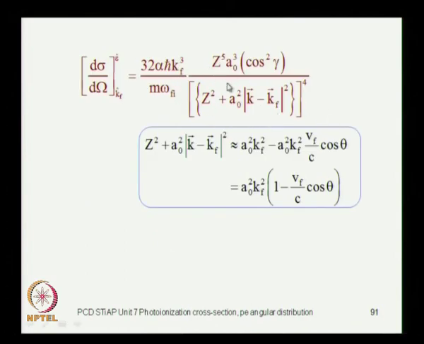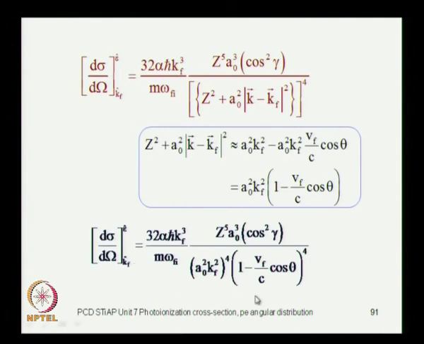So, using that you have this A0 square kf square, these are the remaining 2 terms which will go over here. You had the 32 alpha h cross k cube by m omega coming from the previous expression for the differential cross section, and now you have this 1 minus v over c cosine theta to the power 4. Okay. Now, this again you can expand and develop an approximation because v over c is small, right. So, let us do that.